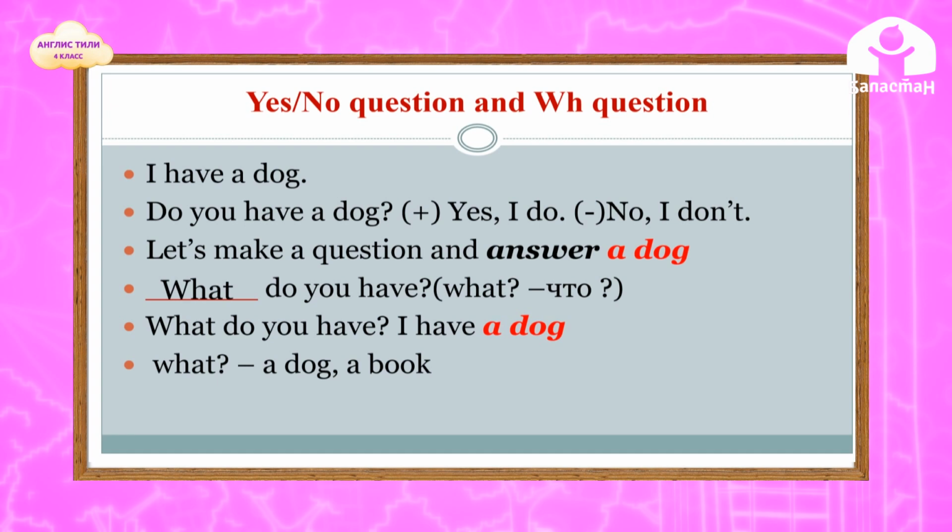Ask a yes/no question. Do you have a dog? Yes, I do. No, I don't. Now let's make a question to an answer, a dog. What? Что? What do you have? A dog. What do you have? A cat. What? A pen. What? A book.